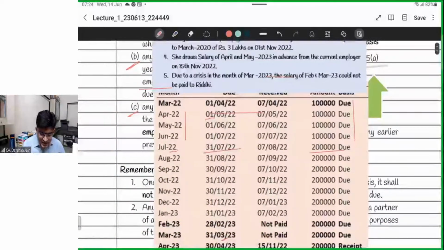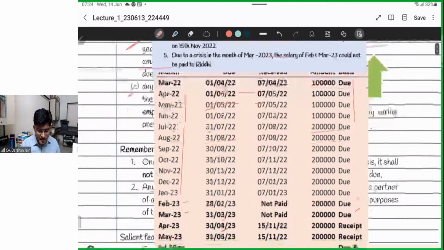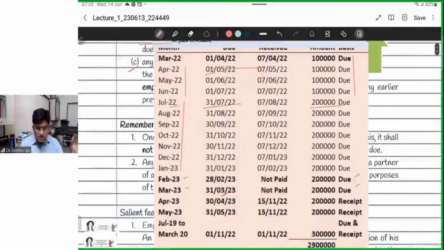From July onwards until the month of January 23, she's working with the private employer and there is absolutely no problem. However, for the month of February and March, the salary has become due, but it has not been paid. Now, even though it has not been paid, since it has become due, we are going to tax it on due basis.